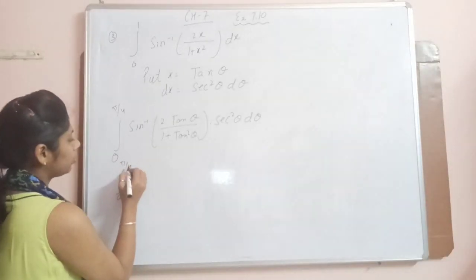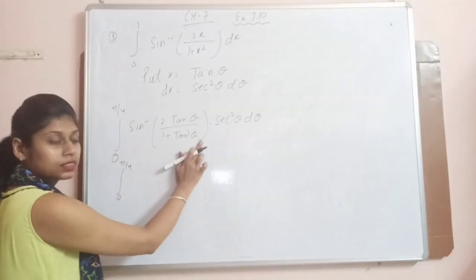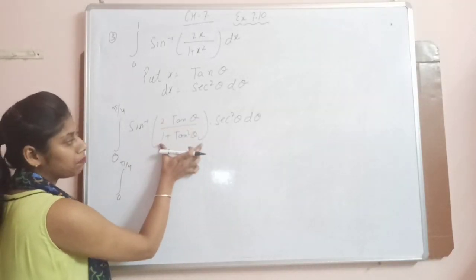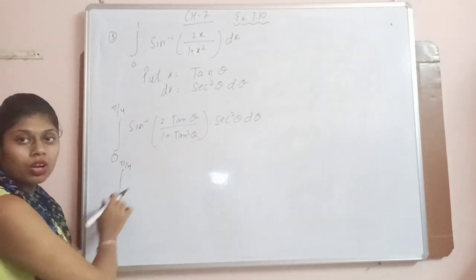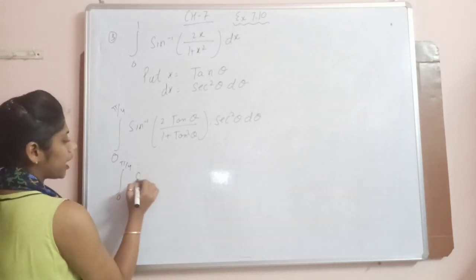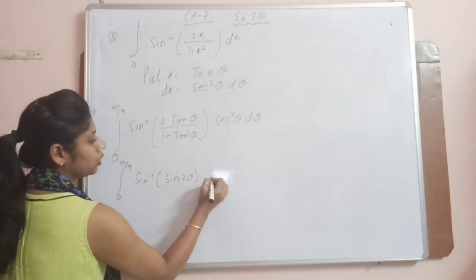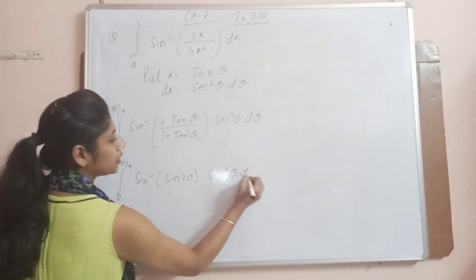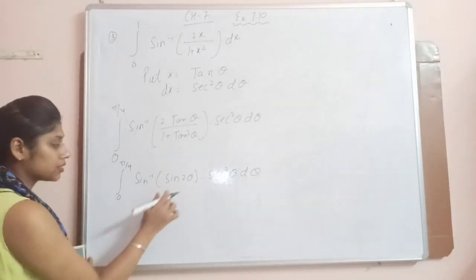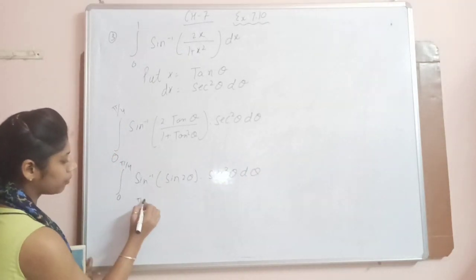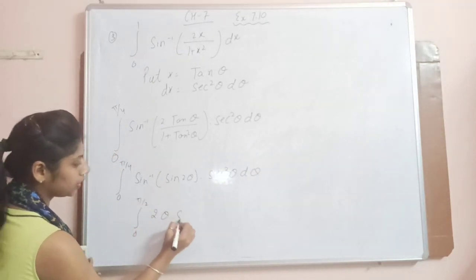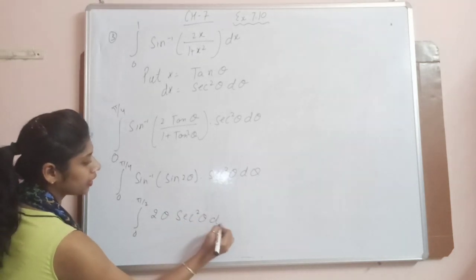This is the formula of sin 2 theta: 2 tan theta upon 1 plus tan square theta is the formula of sin 2 theta. So sin inverse sin 2 theta into secant square theta d theta. Sin inverse and sin will cancel. So 0 to pi by 4, 2 theta secant square theta d theta.